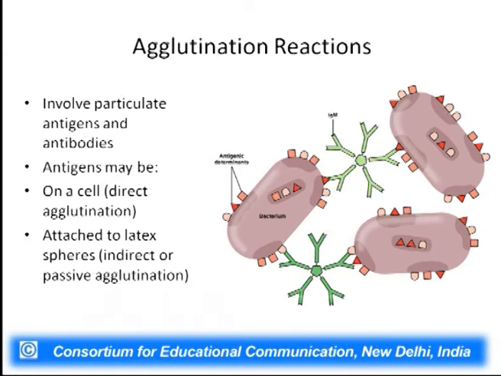Well, that was talking about the soluble antigens. Now when I talk about agglutination reactions based on particulate antigens and antibodies, what do I understand? That there can be a direct agglutination on the cell, or agglutination attached to latex beads, that is the passive agglutination. We have already gone through the pregnancy test, which is passive agglutination.